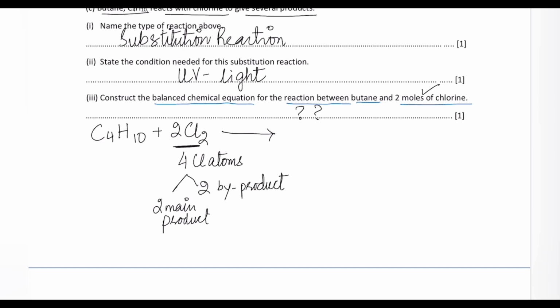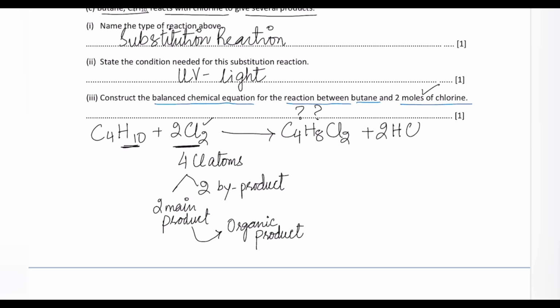So this means that the main product is the organic product, which is formed by substituting the hydrogen atoms of an alkane with the chlorine atoms. So C4, as 2 chlorine atoms are going to substitute, there will be 8 hydrogen atoms. C4H8Cl2 is the organic product, and the 2 hydrogen atoms which are substituted react with 2 chlorine atoms to form 2 molecules of hydrogen chloride gas. So this is the balanced chemical equation for the reaction between butane and 2 moles of chlorine.